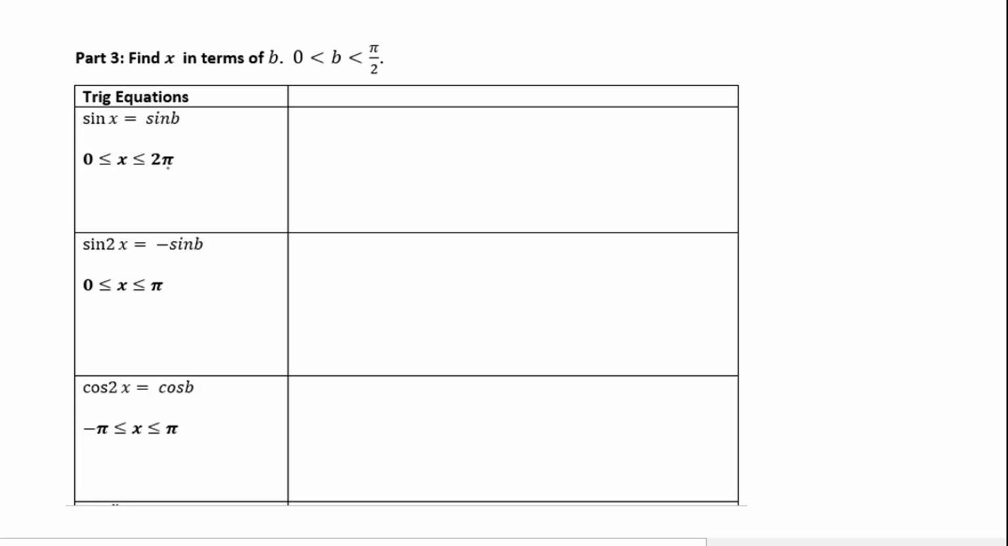This video is about solving trig equations. Part 3. Find x in terms of b. b is greater than 0, less than pi over 2. For the first one, sin x equals sin b, x is greater than or equal to 0, less than or equal to 2 pi. First of all, we need to draw the diagram.